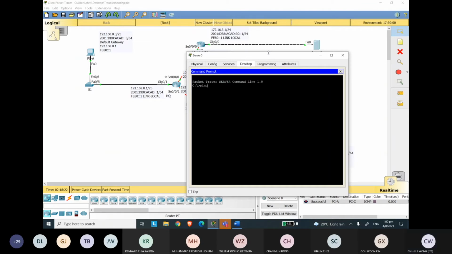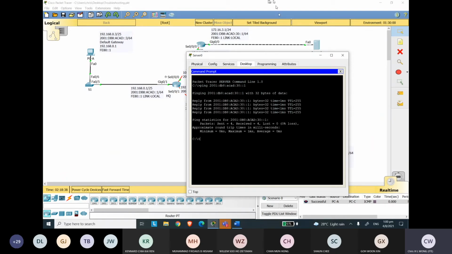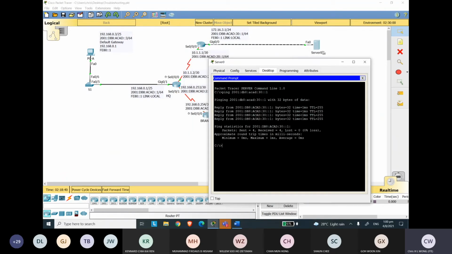Ping 2001:DBA:ACP:30:1. Okay, isn't that right? Okay, answer yes, please. So there's nothing wrong from the web server to the router, to the HQ router, nothing wrong. Very good, you can ping.